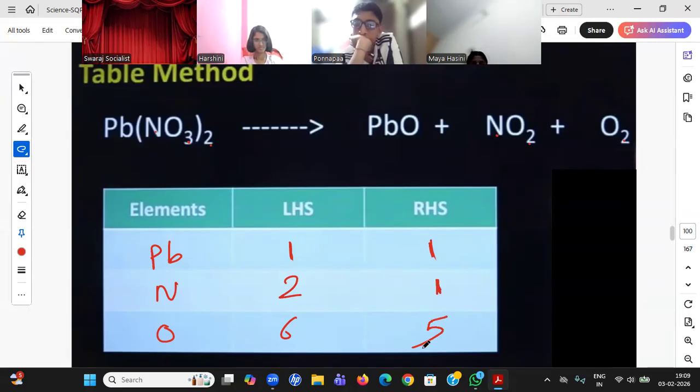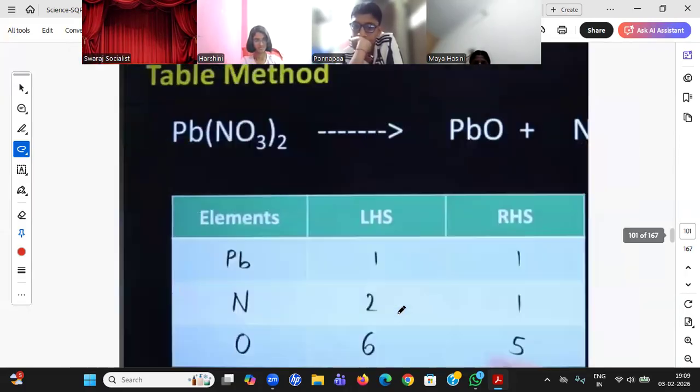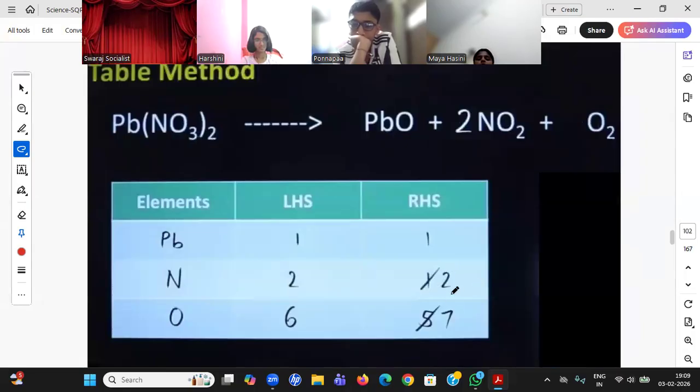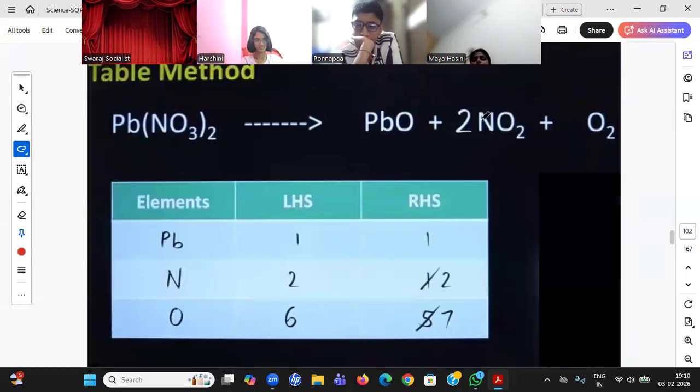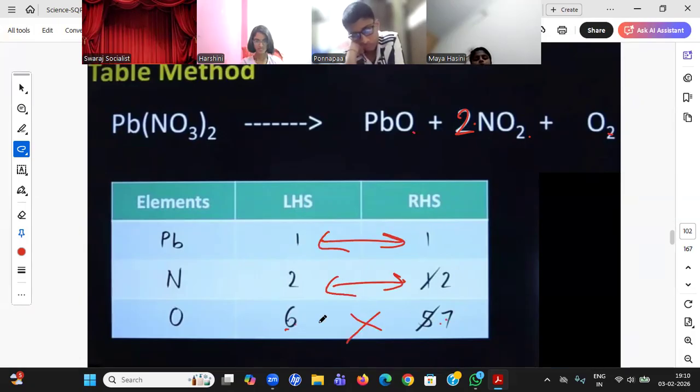Now again I can see it is not balanced. What should I do to make it balanced? You see here 2, here 1. Can I multiply by 2? Obviously you can multiply by 2, but whenever you multiply the nitrogen here by 2, it is again disturbing the oxygen. Now let me write how many oxygen there are. 2 twos are 4, plus 3 is 7. So I wrote 7. Now nitrogen is balanced, but oxygen is again not balanced.